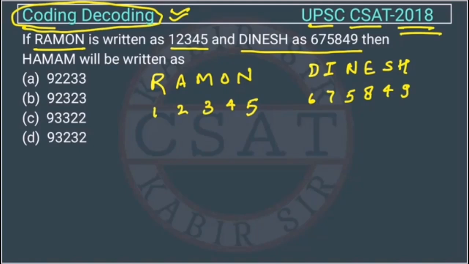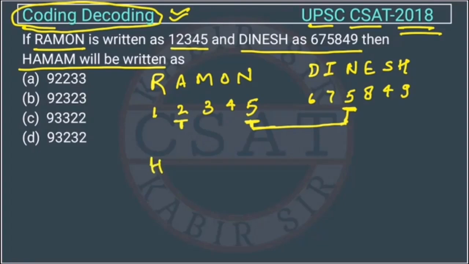Now the question is asking how the word HAMAM will be written. From this we can see that R is coded as 1, A is coded as 2, and N is coded as 5. N is also coded here as 5, so we can assume that they have given a fixed code for each letter. A is given a fixed code 2, N is given a fixed code 5, similarly for all other letters.